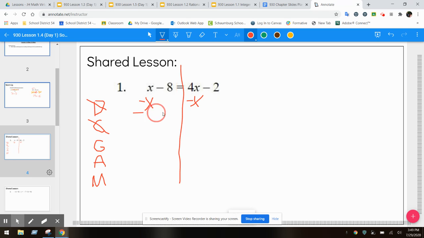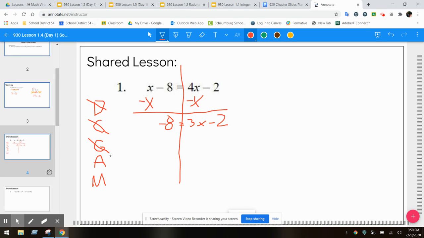So when I subtract x from both sides, I get -8 equals 3x minus 2. Again, 4x minus x is 3x. If I had 4 x-ray machines and I took one away, I'd have 3 x-ray machines. Now I am done with get the variable on one side.